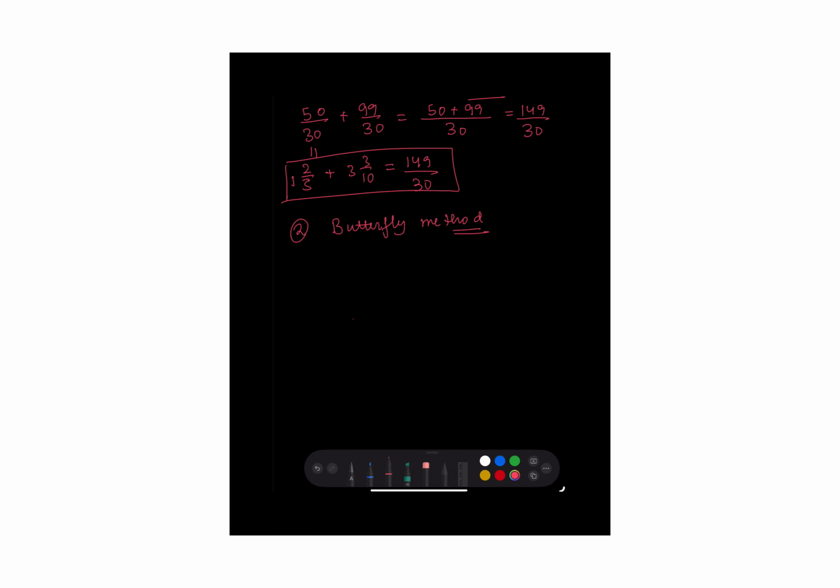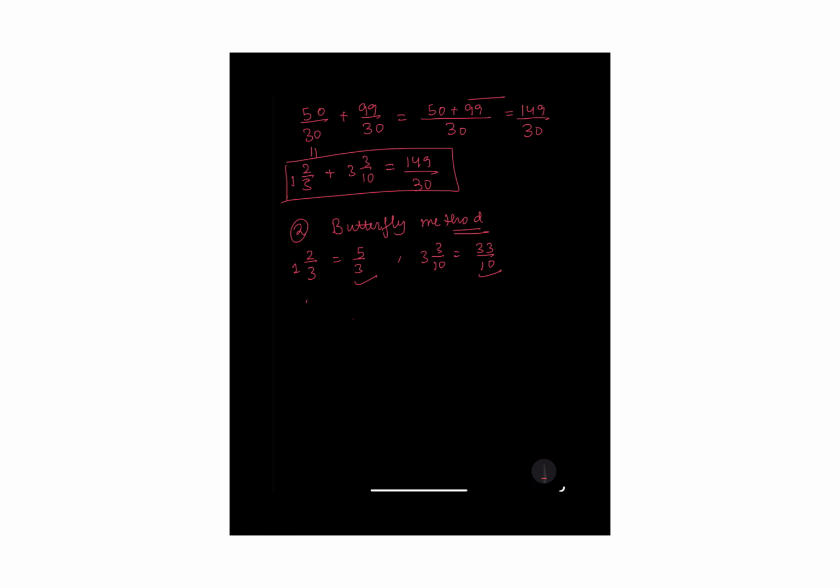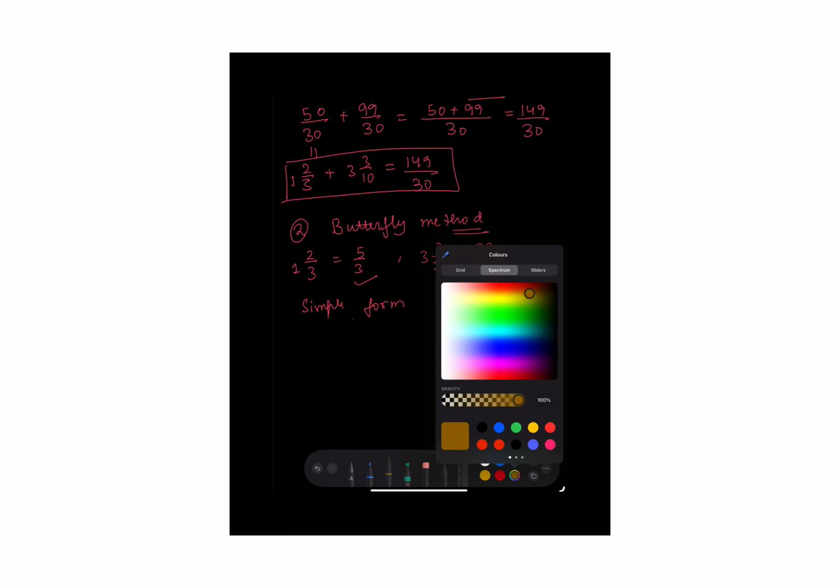So let's go further. We have 1, 2 by 3. This fraction becomes your improper fraction as 5 by 3, and 3 into 3 by 10 becomes 10 into 3, 30, and 30 plus 3 is 33 by 10. So we have our improper fractions, and we have already seen that they are in simple form. Let's change the color of the pen. Let's take some bright green.